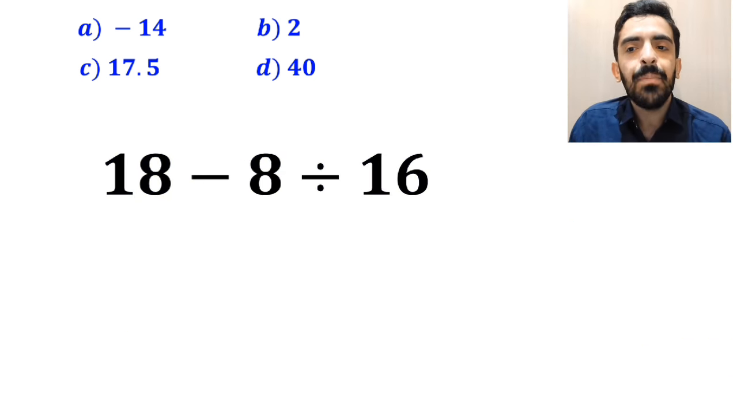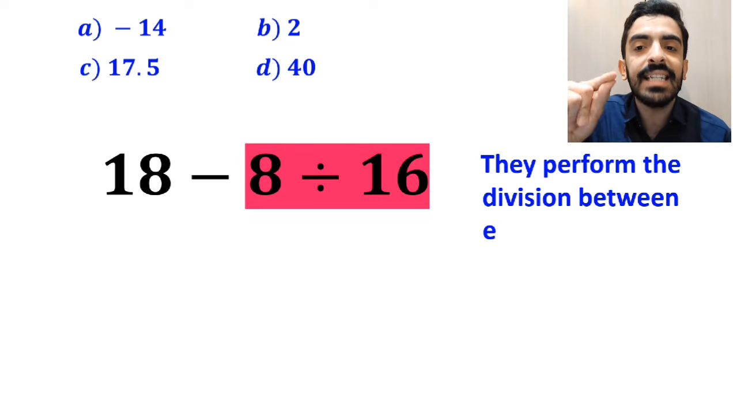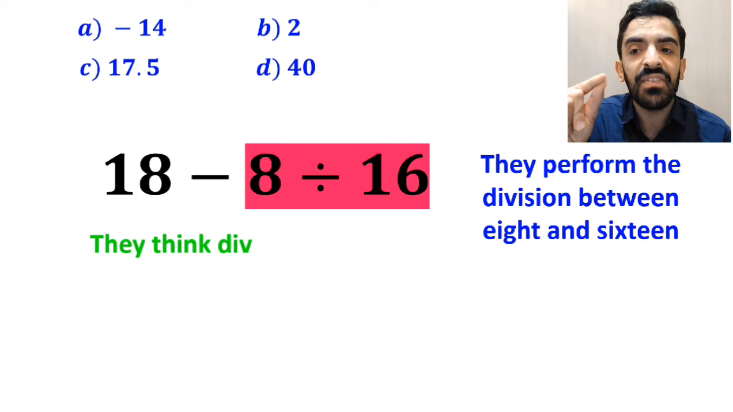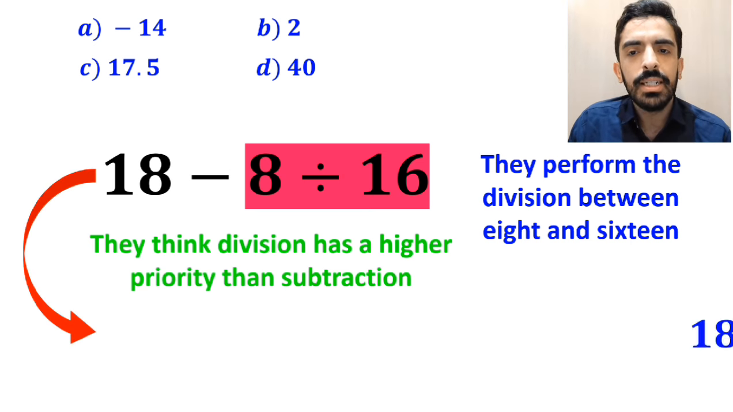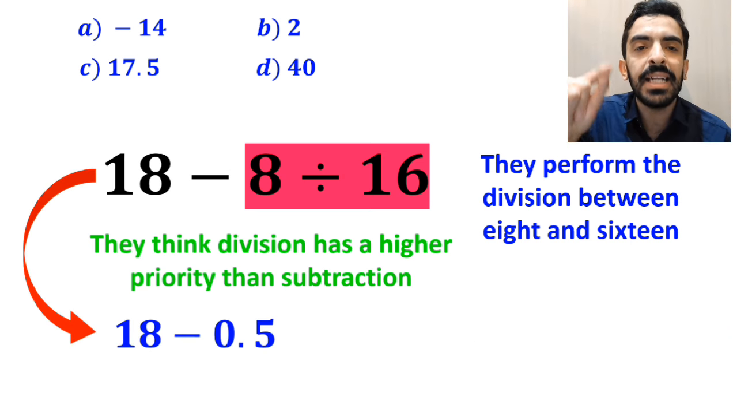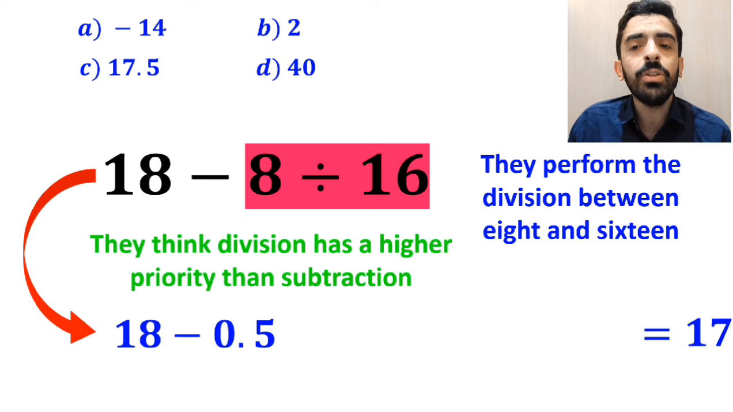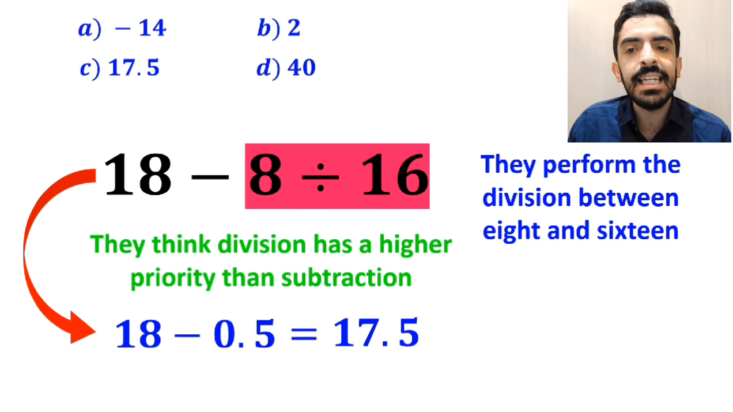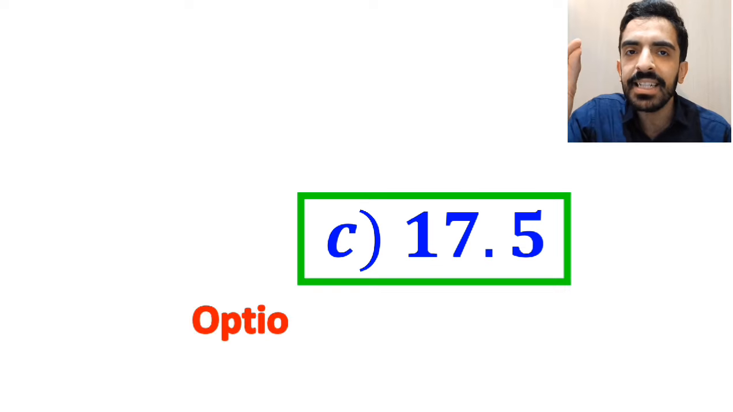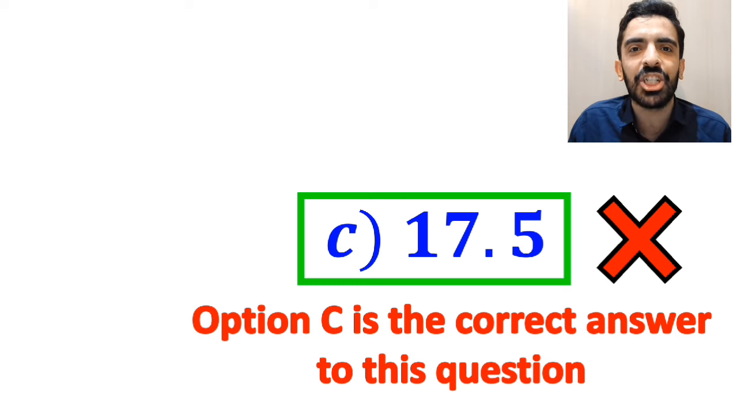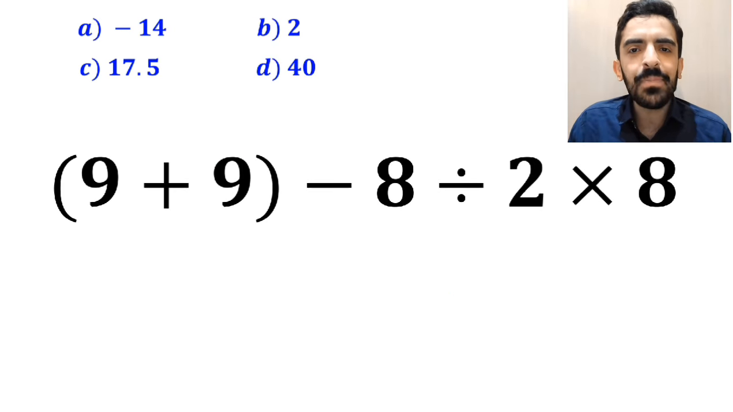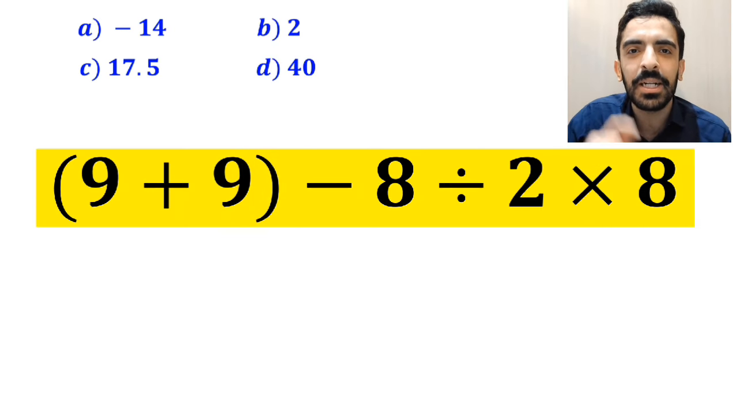In the final step, they perform the division between 8 and 16 because they think division has a higher priority than subtraction. So, they simplify this expression to 18 - 0.5, which ultimately gives them the answer 17.5. And immediately, they conclude that option C is the correct answer to this question. However, it's not the correct answer to this question. Alright, now let me show you how to solve this expression properly.